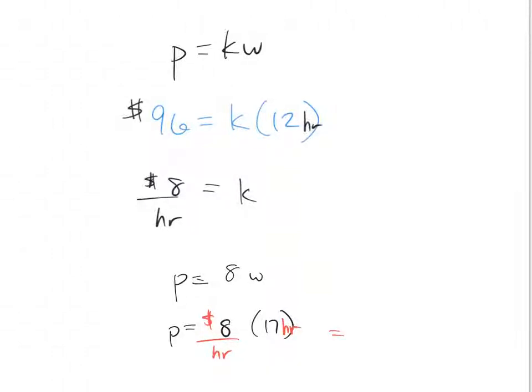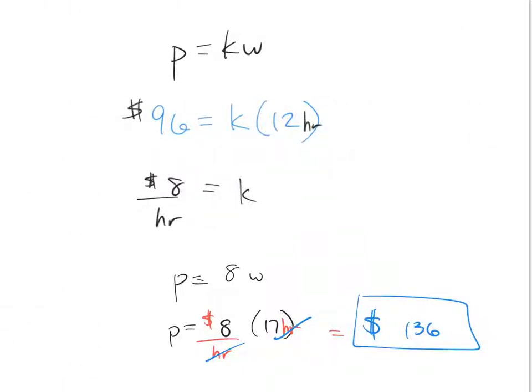My answer, what happens to hours? Yeah, because one's up top and one's down below, just like x over x. So the units of my answer have to be only dollars. This dollars from right here. It makes sense because you're trying to find out your paycheck. Your paycheck is measured in dollars. 8 times 17, something with 6. 136. There you go.